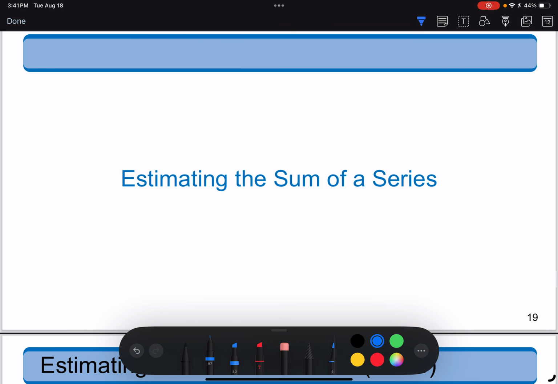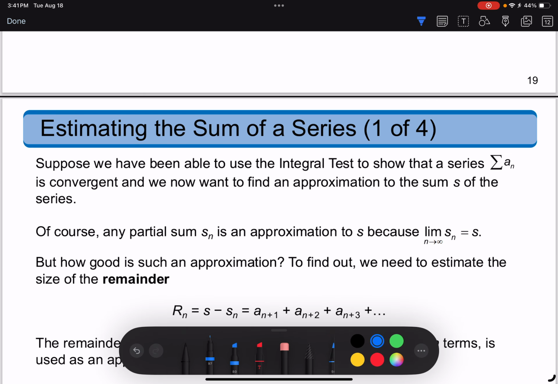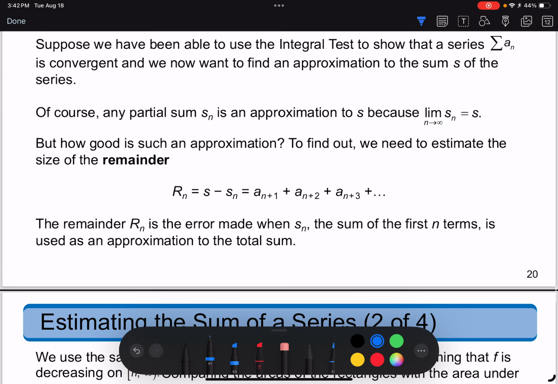Estimating the sum of the series. Suppose that we have been able to use the integral test to show that the series summation of a sub n is convergent, and now we want to find an approximation to the sum of the series. Of course, any partial sum S sub n is an approximation to S because the limit of S sub n as n approaches infinity is the sum. But how good is such an approximation? To find out, we need to estimate the size of the remainder.